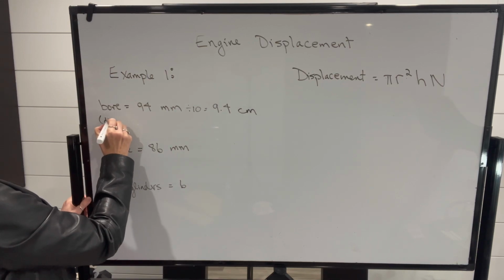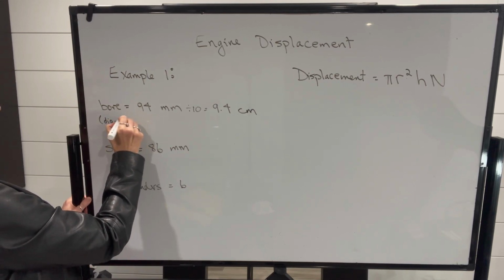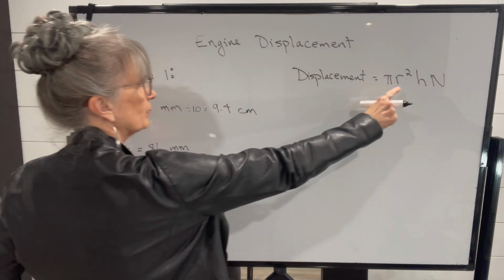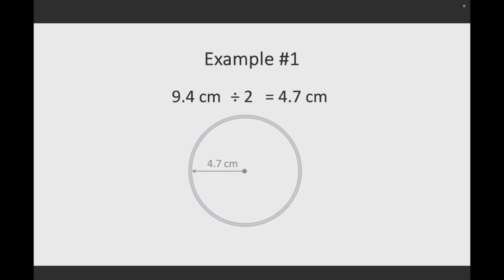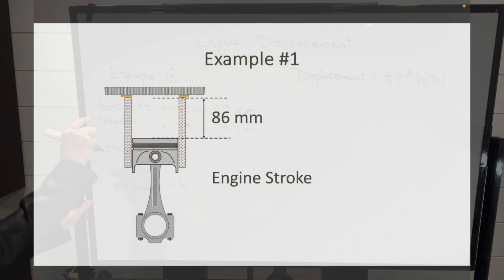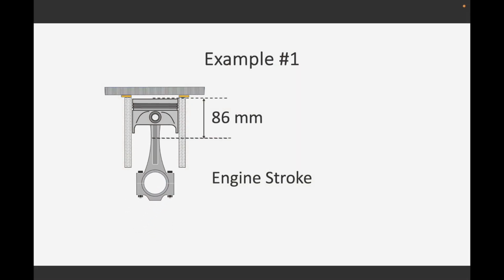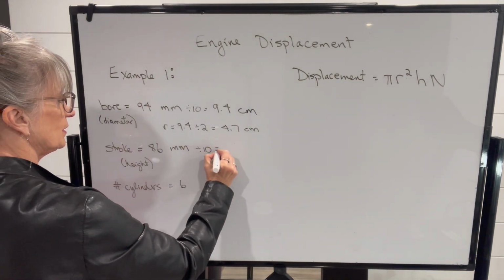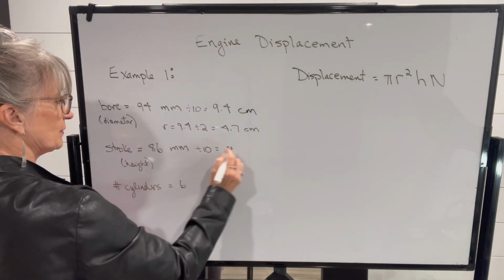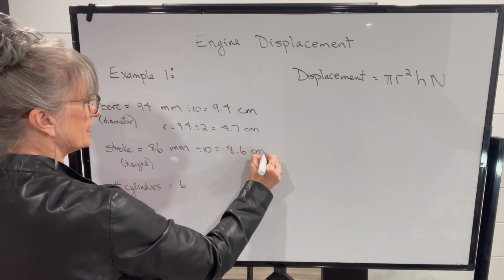Bore is the diameter of the cylinder, and our formula requires us to find the radius. So we're going to divide 9.4 by 2 to get 4.7 centimeters for our radius. Stroke refers to the height of the cylinder, or the distance that the piston goes from bottom to top. Again, we need to change it to centimeters. So 86 millimeters will be 8.6 centimeters.